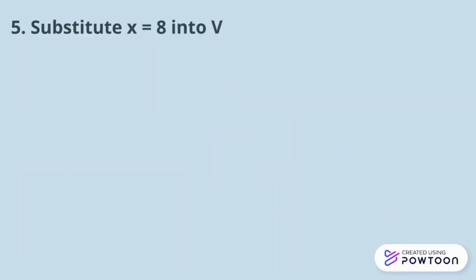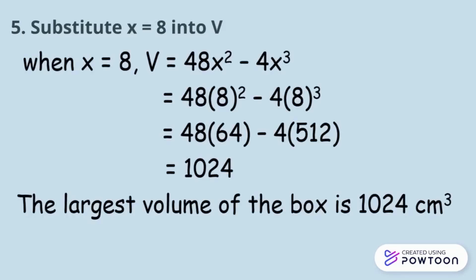Last, we substitute x equal to 8 into volume. When x equal to 8, volume equal to 1024. So we can know that the largest volume of the box is 1024 cm³.